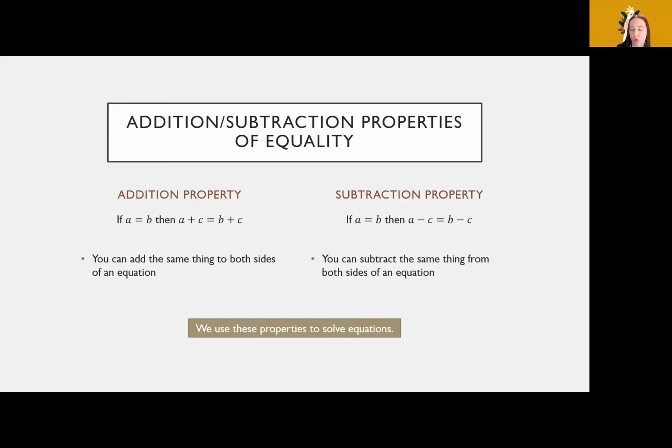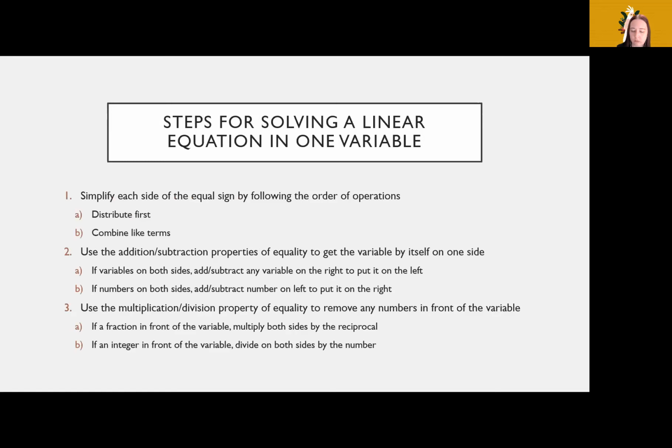The addition property means you can add the same number on both sides. The subtraction property means you can subtract the same number on both sides. And the slide that I've forgotten to add is the multiplication and division properties of equality, where you can multiply the same thing on both sides or divide the same thing on both sides. When I post the PowerPoint after this, I will add that slide in. Those are the properties that we learned about last week that we will be using to solve.